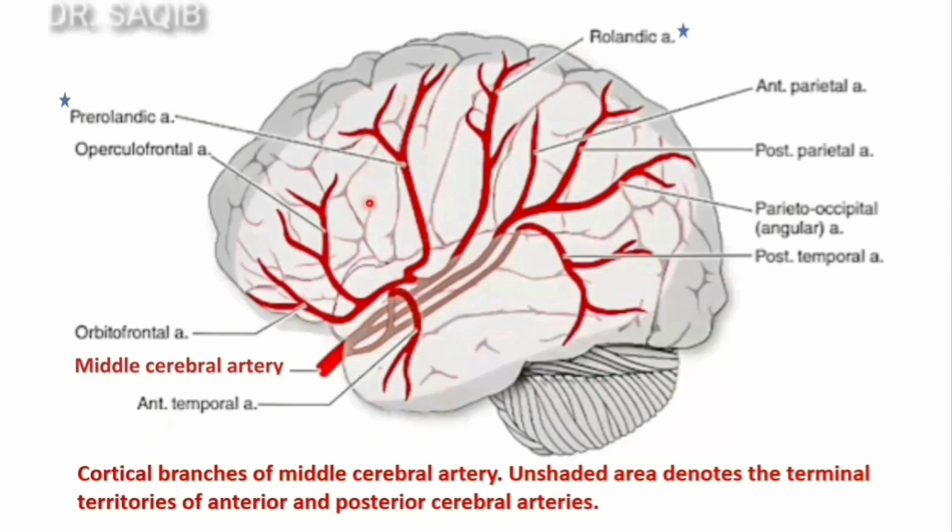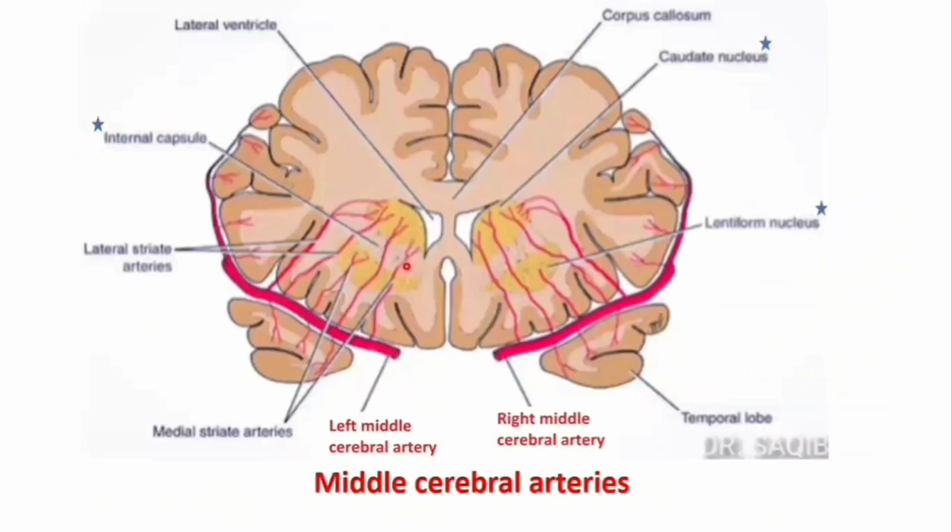Here the Rolandic artery is labeled, and the pre-Rolandic artery. These are the cortical branches of the middle cerebral artery. And this is the left middle cerebral artery. This is the right middle cerebral artery, supplying the lentiform nucleus and the caudate nucleus, right?